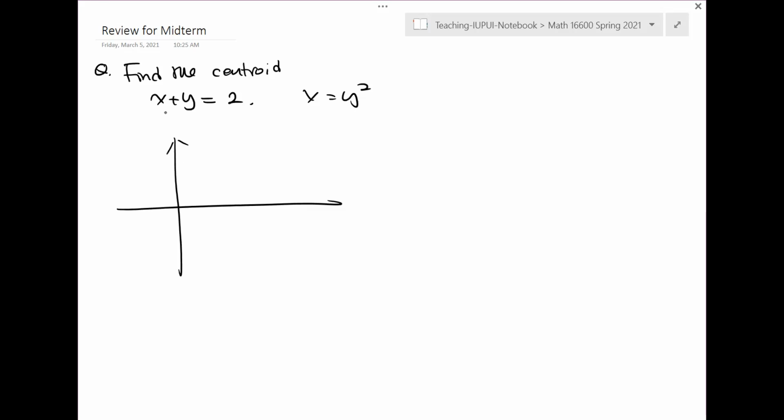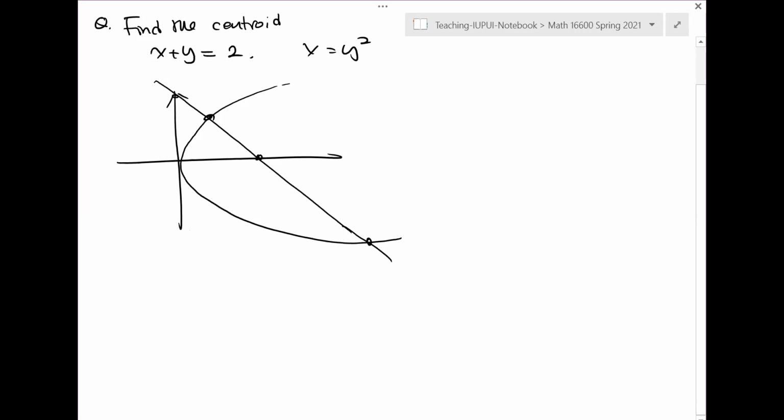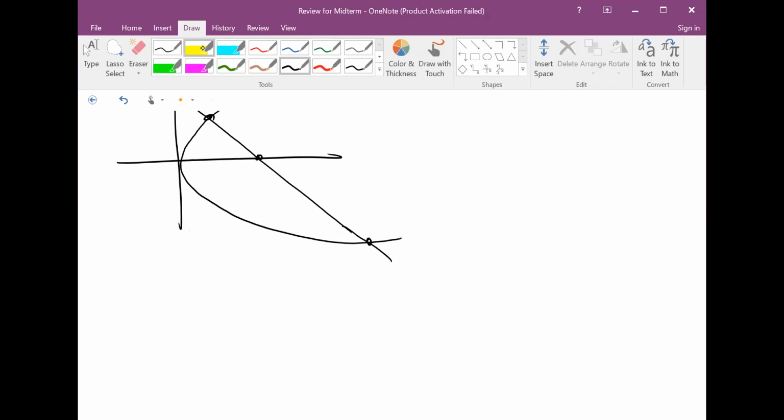x plus y equals 2, you just need to find 2 points, right? When x equals 2, y is 0; when y equals 2, x is 0. So this is a straight line right here. Then x equals y squared is a parabola open to the right. Clearly, those two curves intersect at 2 points, so you need to draw the graph first. So this is a picture, okay? Let's color the region.